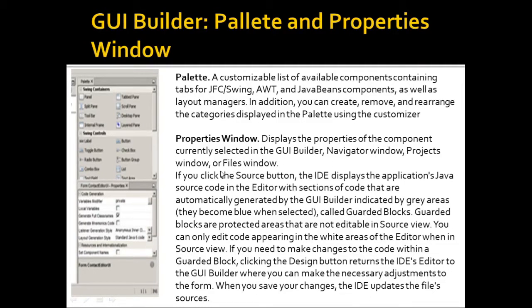Navigator window or projects window or files window. If you click the source button, the IDE displays the application's Java source code in the editor with the sections of code that are automatically generated by the GUI Builder, indicated by gray areas, so they become blue when selected, called guarded blocks. Guarded blocks are protected areas that are not editable in source view. You can only edit code appearing in the white areas of the editor when in source view. If you need to make changes to the code within the guarded block, clicking the design button returns the IDE's editor to the GUI Builder, where you can make the necessary adjustments to the form. When you save your changes, the IDE updates the file sources.